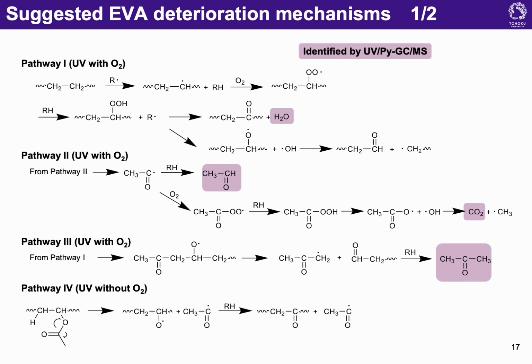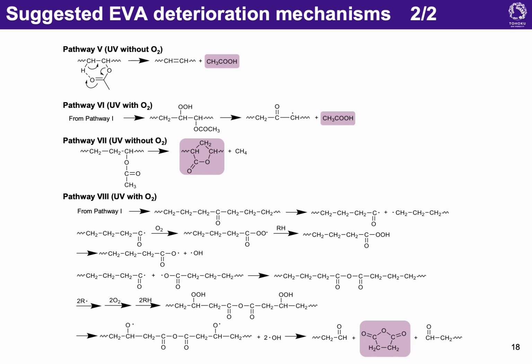The combination of thermal analysis such as TG, PY-GC-MS, and EGA-MS strongly suggested the cleavage of the main chain of EVA, which may progress via oxidation as shown in pathways 1 to 3. And pathway 4, which is known as the Norrish type 1 reaction, also produces ketones in the main chain and acyl radicals in the absence of oxygen.